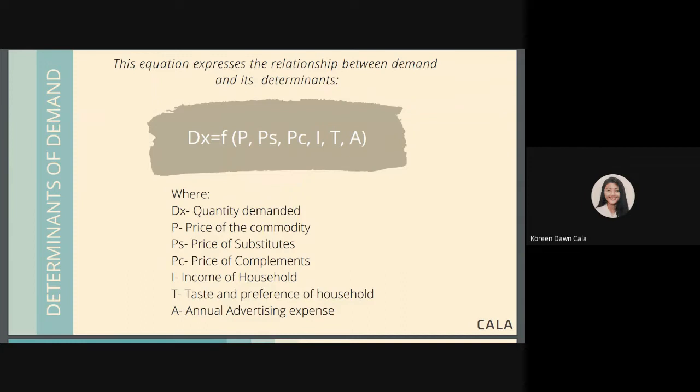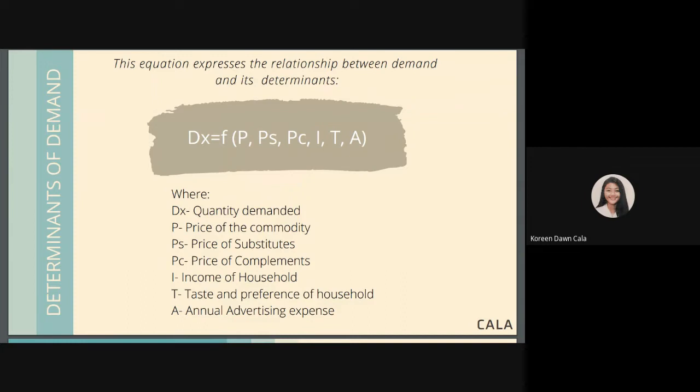Next determinants are the price of its related goods, such as substitutes and complements. Substitute goods are those which can be used in place of each other. When the price of a good increases, the quantity demanded for its substitutes will also increase. On the other hand, complements are goods which are related to each other in such a way that an increase or decrease in demand for one will also lead to an increase or decrease in the demand of another. As for complements, if the price of a good decreases, the demand for its complementary goods will increase.